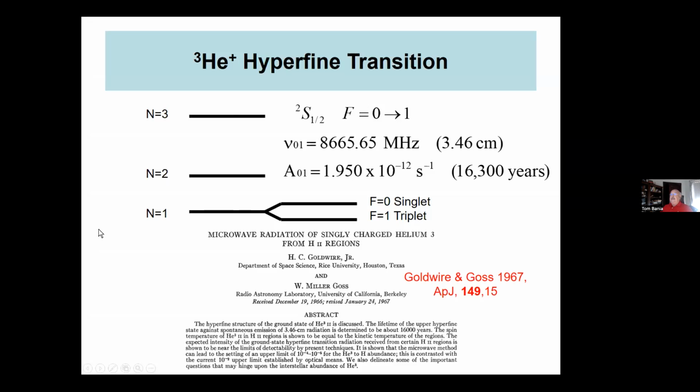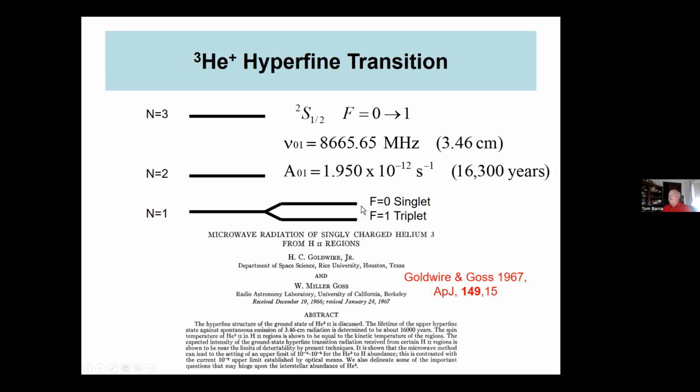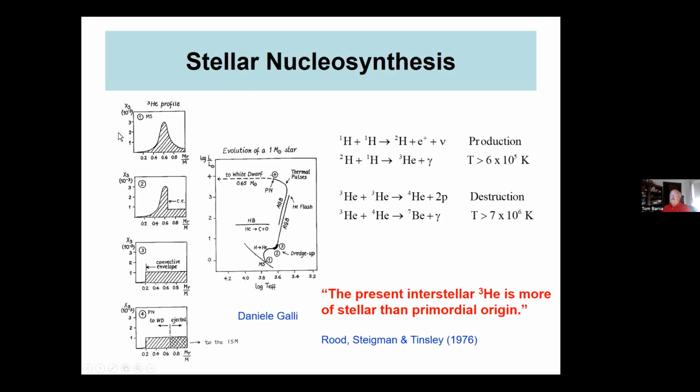So helium-3 was flagged as something to detect, but Goldwire and Miller pointed out that lots more could be done with it. So this is a classic paper. Bob Rood and Gary Steigman and Beatrice Tinsley realized that helium-3 could be a strong probe of not only stellar evolution, but also perhaps primordial nucleosynthesis. In this paper, they decided that primordial nucleosynthesis wasn't going to be the big deal that it turned out to be. So what's going on?